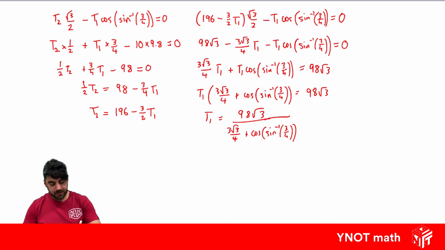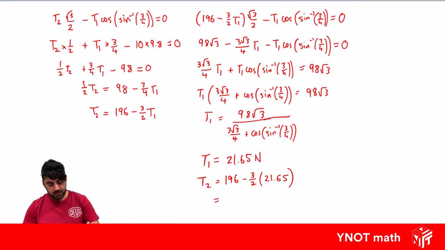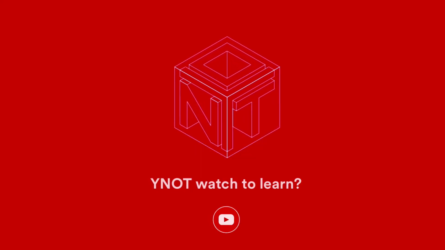And that we can all put in the calculator, and we'll get T1 is equal to 21.65 newtons. And there's the tension in the first string. And from here, we can just sub this T1 into this equation here to get T2. So we know T2 is going to equal 196 minus 3 on 2 times 21.65. And plugging all that in is going to give us T2 being 16.53 newtons. And there's the two tensions in the strings.